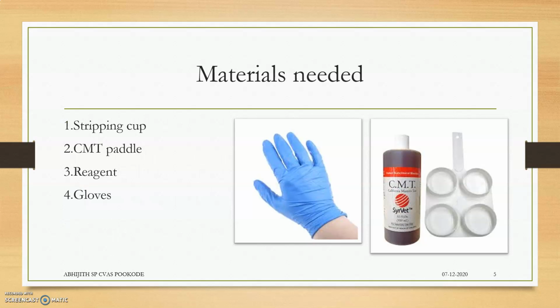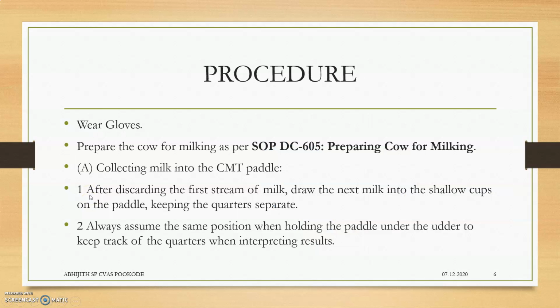The materials needed are the stripping cups, CMT paddle, the reagent and gloves. The procedure is that you always have to wear gloves, and we have to follow the standard operating procedure DC 605, preparing cow for milking. It's the international protocol. In India, we do have a separate protocol mentioned by ICAR and the Veterinary Council of India.